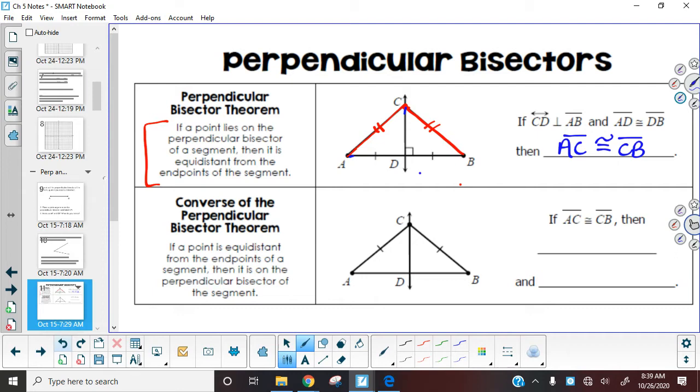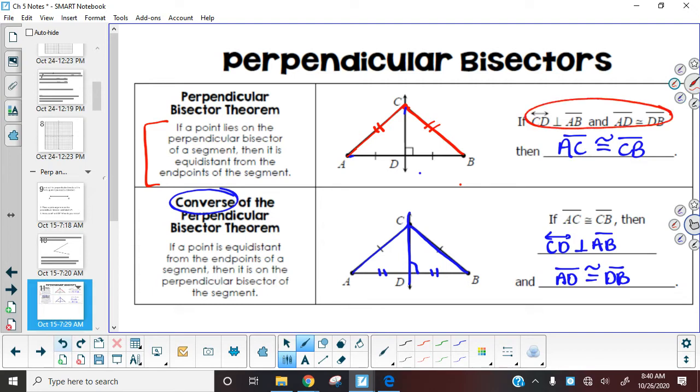If we look at the next piece, it's the opposite. So if you notice, we have this word converse again that we've seen in the past. So if we have a point equidistant from the endpoints of a segment, then we know that this line here is a perpendicular bisector. Okay, so if AC is congruent to CB, then we know that CD is perpendicular to AB, and we also know AD is congruent to DB. So really what we're doing is taking this information and concluding it in the converse.